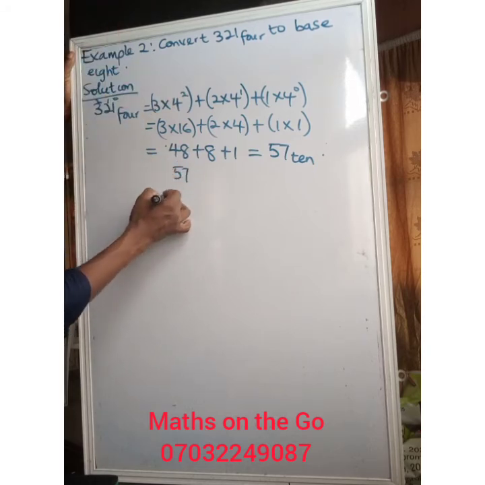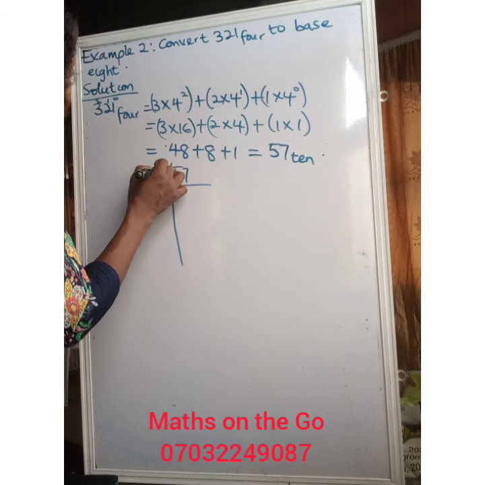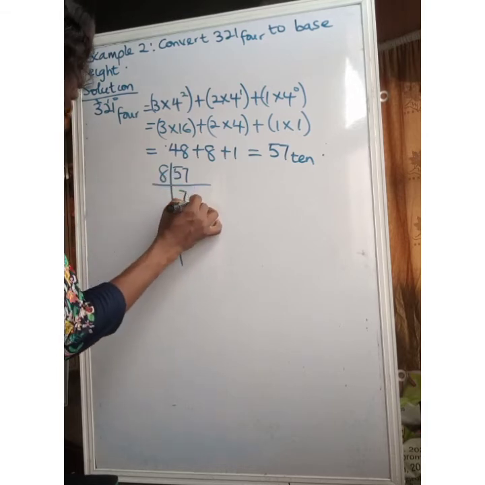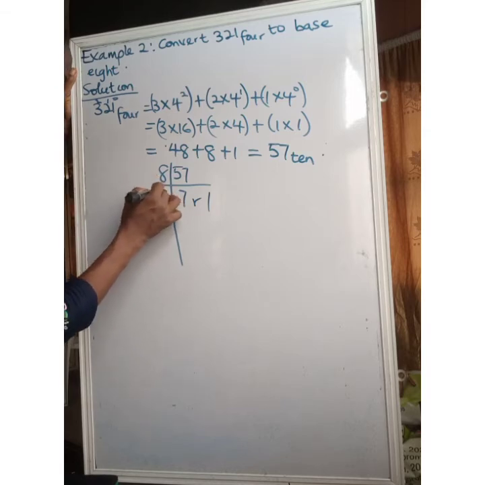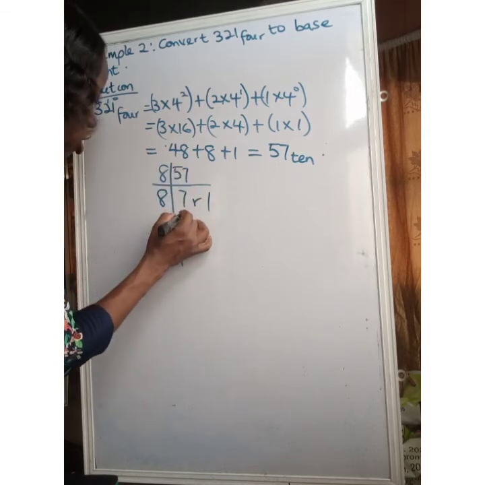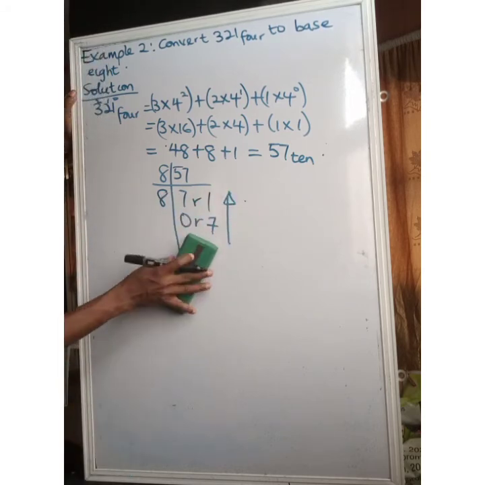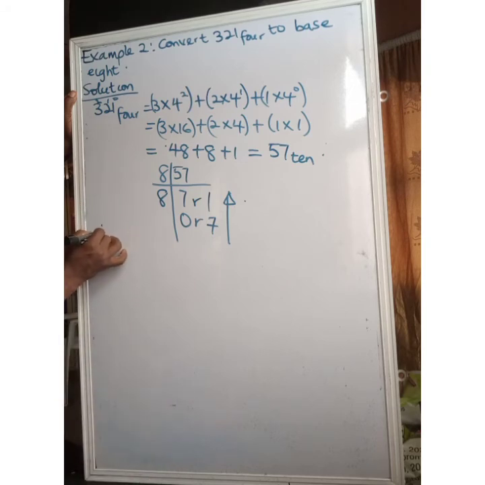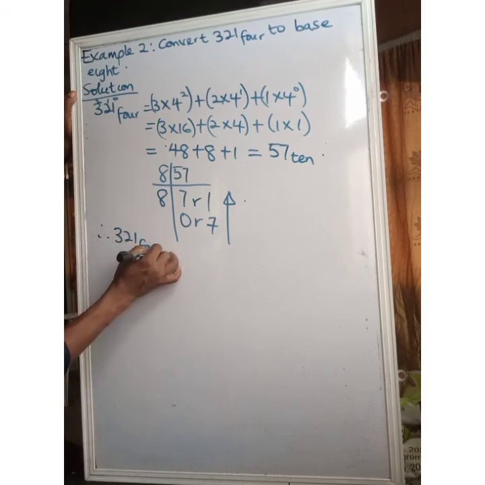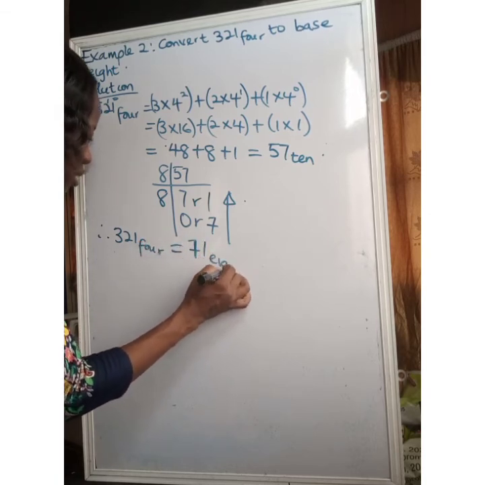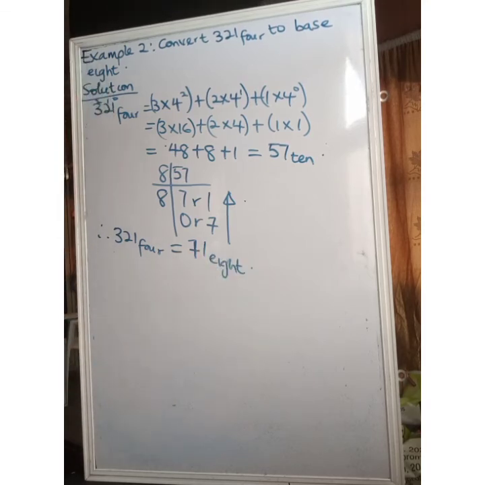Long division, remember. Base 10 to base 8, rather, sorry. So how many 8 can we see in 57? We can see 7, remainder 1. 8 times 7 is 56. Now 8 in 7 is impossible, so that will be 0. Remainder, you bring the 7 here. You read upward. So our answer will be, therefore, 321 base 4 equals 71 base 8. That's our final answer.